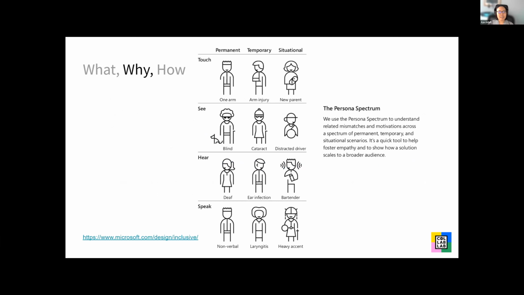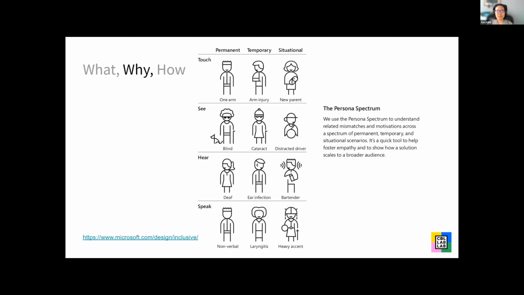So here is a personal spectrum picture from Microsoft. There are some types of disability: permanent, temporary, and situational disabilities. For example, for touch, like people who are born with one arm, or people who had an accident and have an arm injury, or new parents with a new baby. They hold the baby in one hand, and they can only work with the other hand.